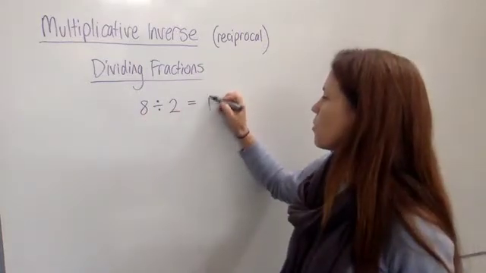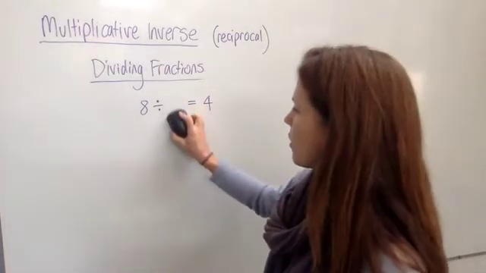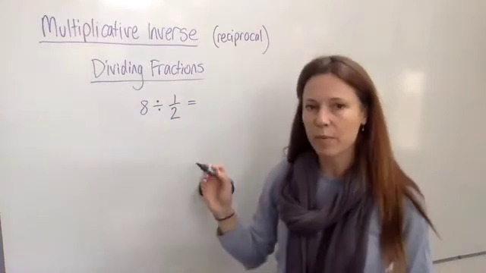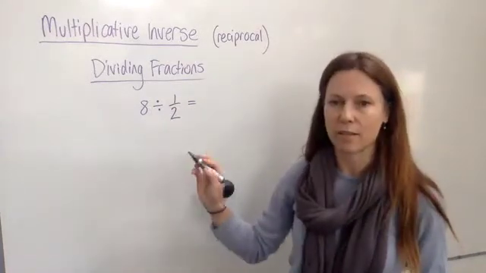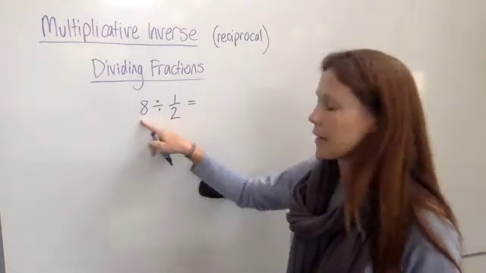We know the answer is 4. Now, this gets a little bit trickier when people say, all right, what is 8 divided by a half? Lots of people see that and they think, oh, that's half of 8, that's 4. But it's not, is it? It's saying how many halves are there in 8.